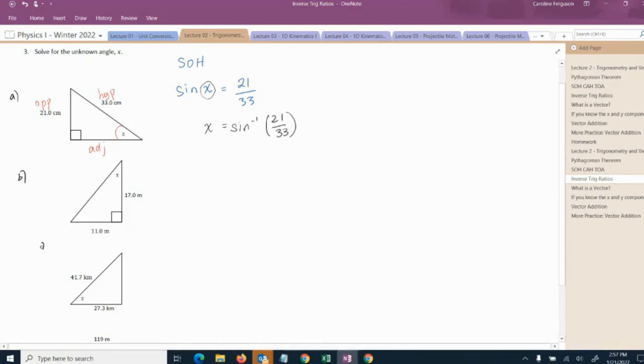Okay, so I'd suggest not doing 21 divided by 33 to get a decimal and then doing sine inverse of that decimal, because then you'd have rounding errors. So you're just better off doing sine inverse of the whole fraction instead. Okay, so I'm going to do it on my calculator, sine inverse 21 over 33, and I'm getting 39.5. Again, make sure your calculator is in degrees. So I have 39.5, and my units are degrees.